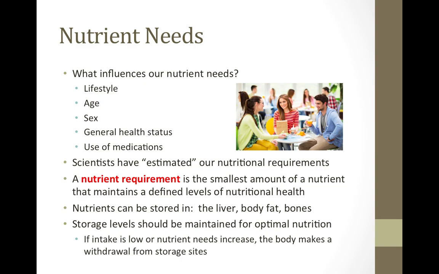Now, for many years, scientists have studied the impact nutrients have on our bodies, and through the research they've done, they've been able to estimate nutrient requirements for a healthy human body. The nutrient requirements are the smallest amount of a nutrient that maintains a defined level of nutritional health or lowers your risk for getting a disease. Your body can store many nutrients in your liver, fat, and bones, and it'll make withdrawals from these stores when the needs increase for those nutrients.